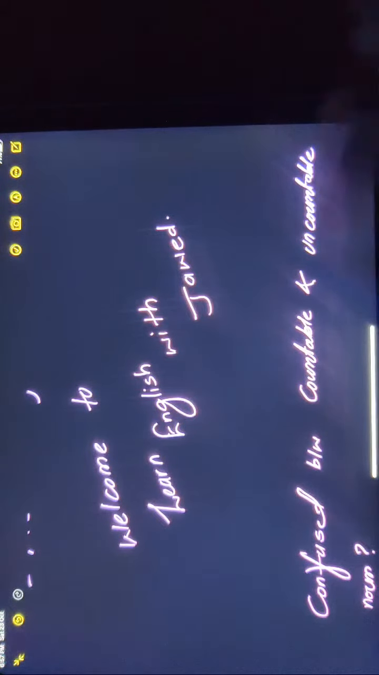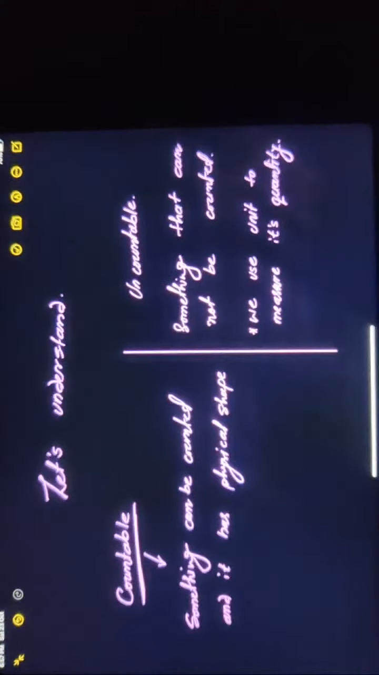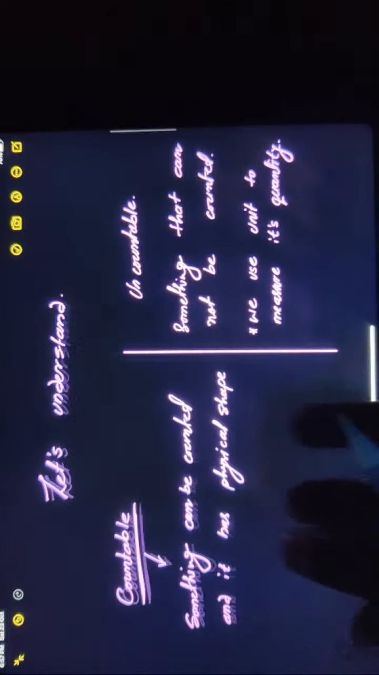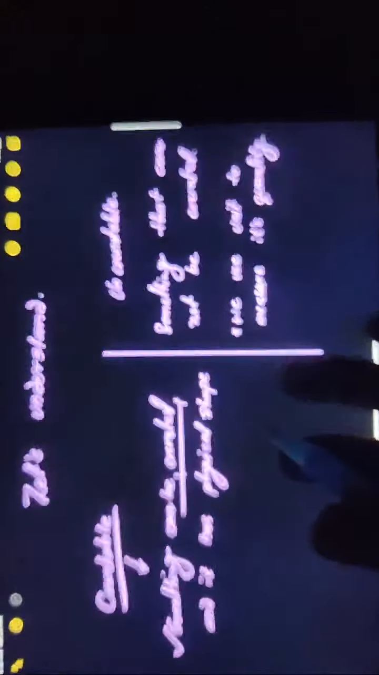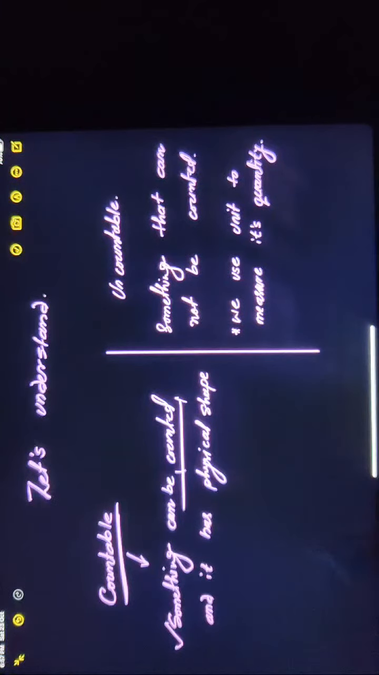I got one query that one of my subscribers is confused about how to identify countable and uncountable nouns. So I'm going to explain that one. Basically, it's very simple. You have to imagine it. I'm going to make you understand. First of all, let's understand the theory. A countable noun is something that you can count. So imagine it in your brain and then think if you can count that particular thing that you're thinking of.